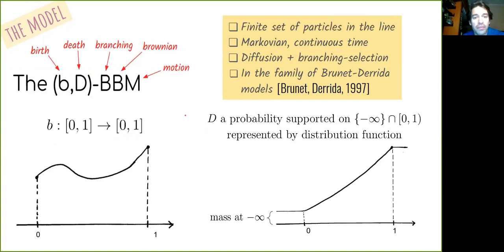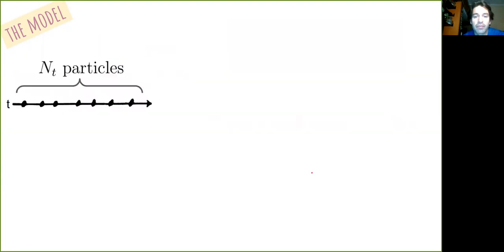Consider a function b, that is here, that we'll use to decide whether a birth of a particle occurs. Consider also a probability d, that is here, supported on this set here. We'll use the same letter d to refer to both the probability d and its distribution function here. As you can see, it can have mass at minus infinity, that is represented by this gap here.